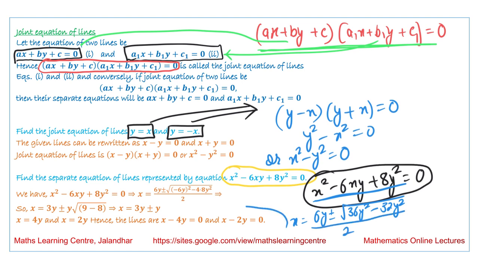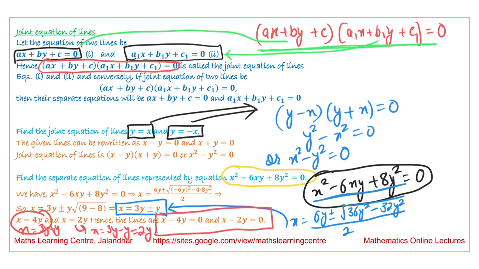So the equations we get from this are in the form x is equal to 3y plus minus y. So we have two equations now. One is x is equal to 3y plus y, that is 4y, and second is x is equal to 3y minus y, that is 2y. So these are the two separate equations of the lines corresponding to the joint equation x square minus 6xy plus 8y square is equal to 0.